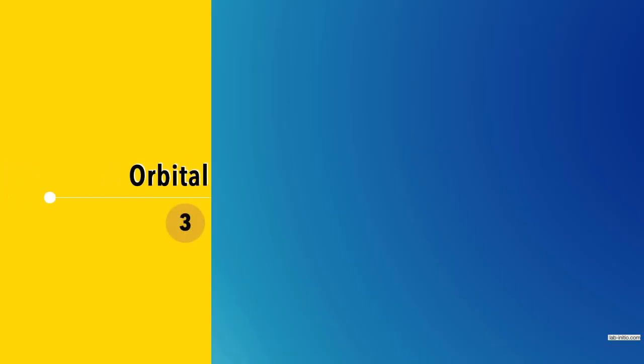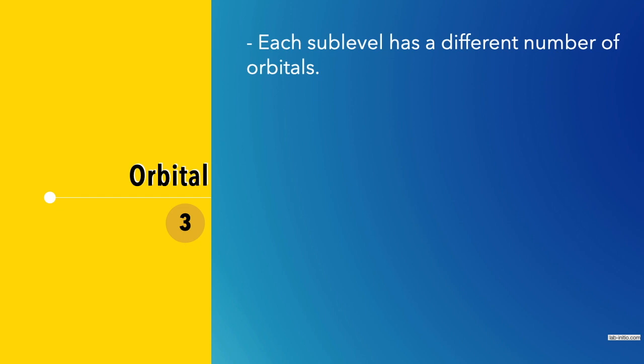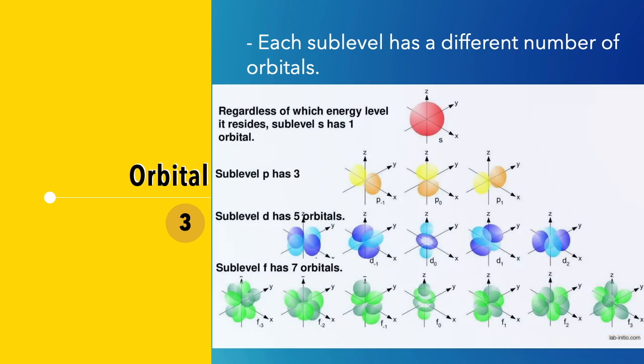Okay, pangatlong quantum number is orbital. Sa bawat sublevel naman, merong different number of orbitals. So, for example, sa sublevel S, meron tayong isang orbital lamang. Sa sublevel P, meron tayong 3 orbital. Sa sublevel D, 5 orbital. At sa sublevel F, meron tayong 7 orbital.